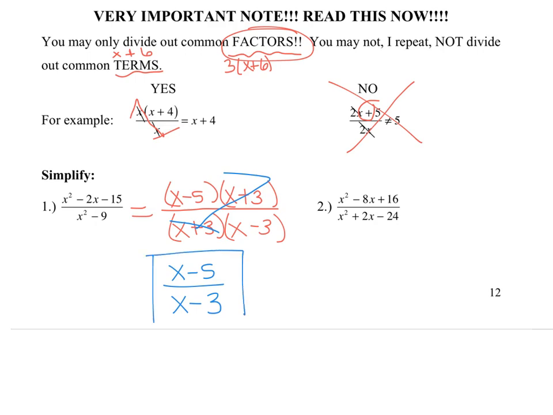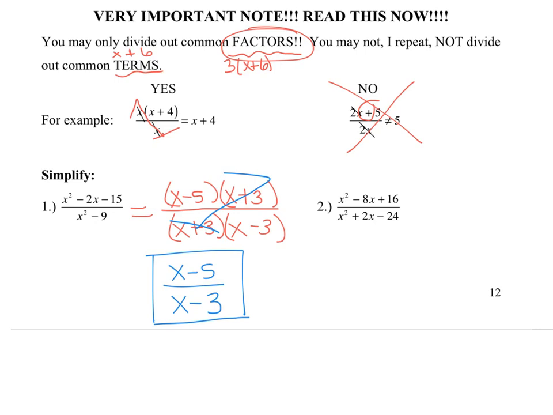So this is your final answer. Because remember, you cannot separate the x from the minus 5 via division. The only way to undo this would be to add. Same thing down here, you cannot separate the x from the minus 3. So we can't simplify these, and x minus 5 is not the same as x minus 3. So that's all you can do.